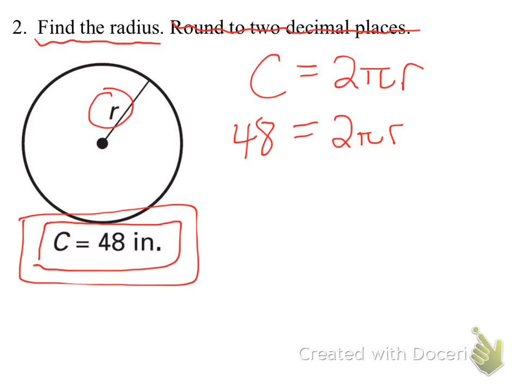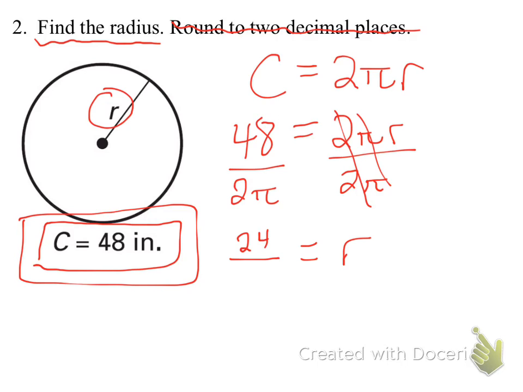The circumference is 48, and we have 2 times pi times r. So quite simply, we just have to get r by itself. We would divide by 2 pi on both sides, and the 2 pi cancels over here, leaving r. Then 48 divided by 2 is 24, so r equals 24 divided by pi, which is a terms-of-pi answer, and we could put inches on it if we wanted to.